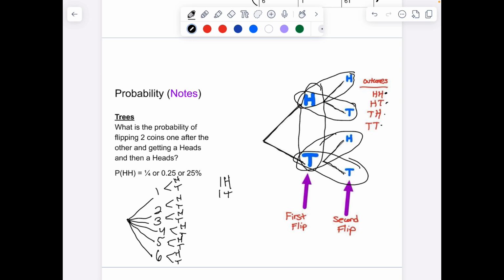And when I want to calculate my probability of getting a 3 and a tails, I see in my tree that I just have one time where that's going to happen out of 12 possibilities.